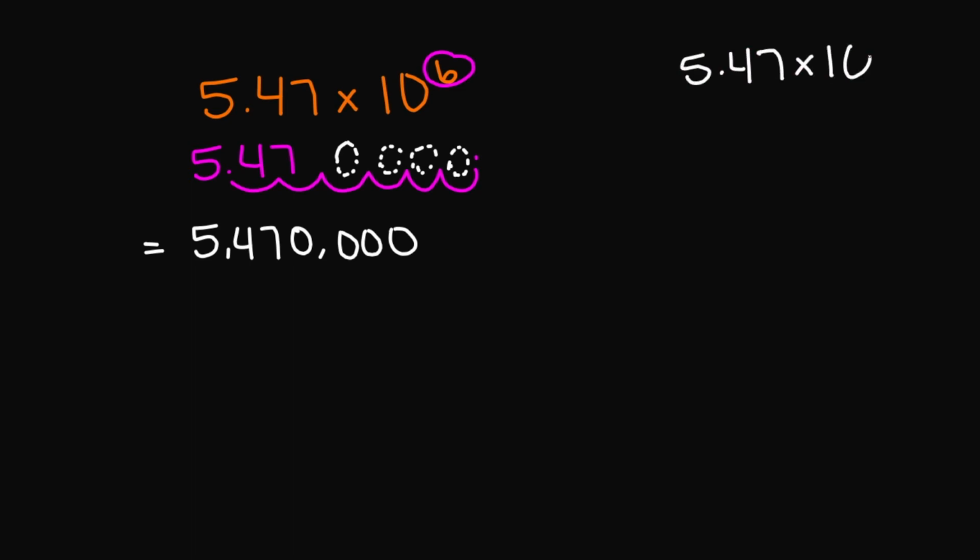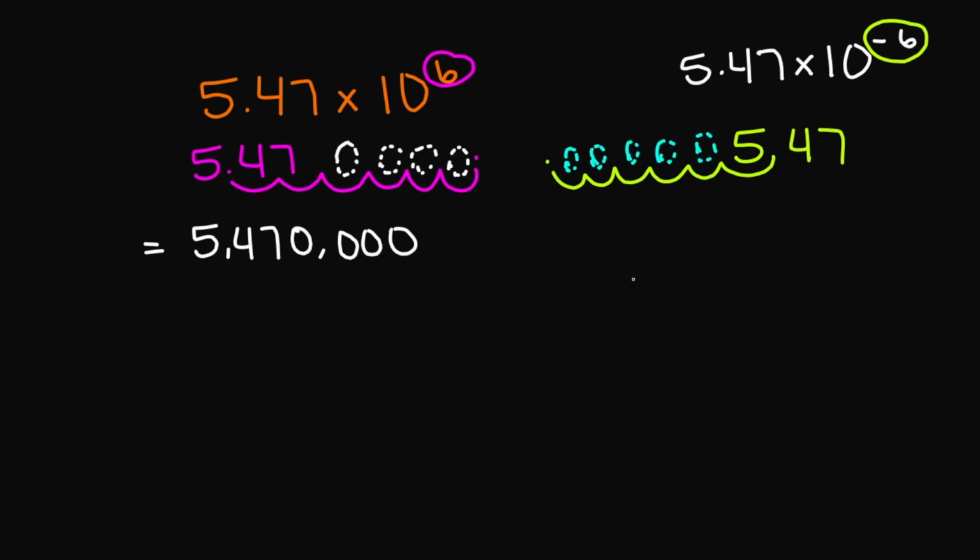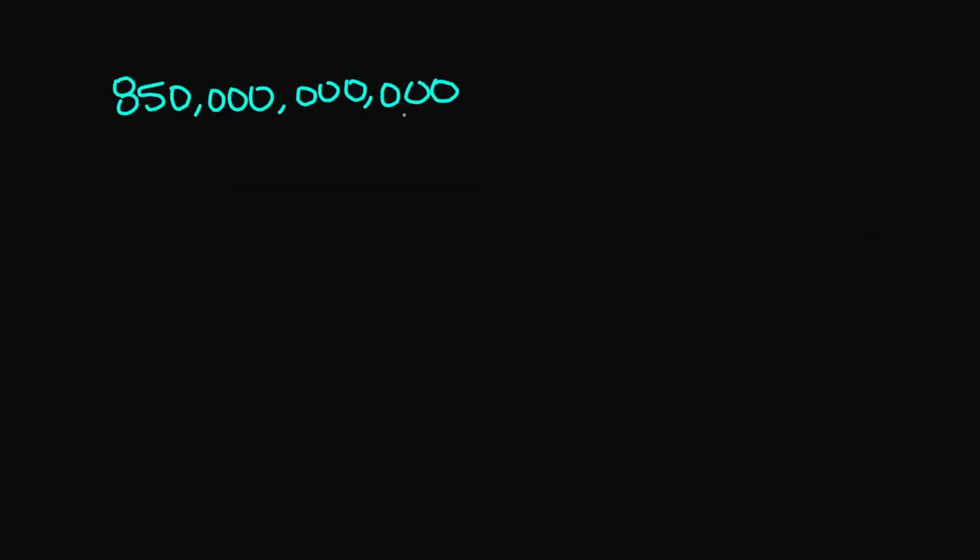So let's try 5.47 times 10 to the negative 6 this time. So my exponent here is negative. I'm going to move 6 places to the left. So we're going to do 1, 2, 3, 4, 5, 6. It puts us right here. And now I'm going to just fill in the spaces with zeros. So 0 here, here, here, and stops right here. So your answer here is going to be 0.0000547.